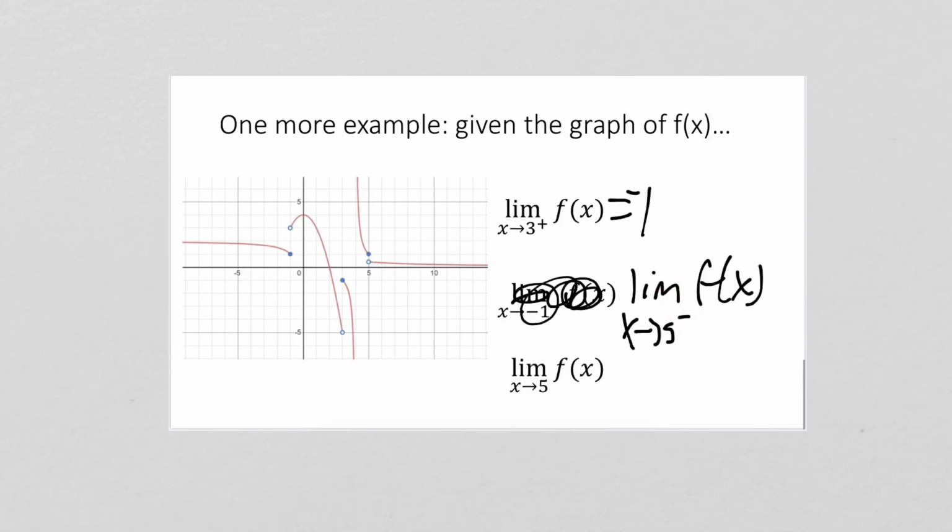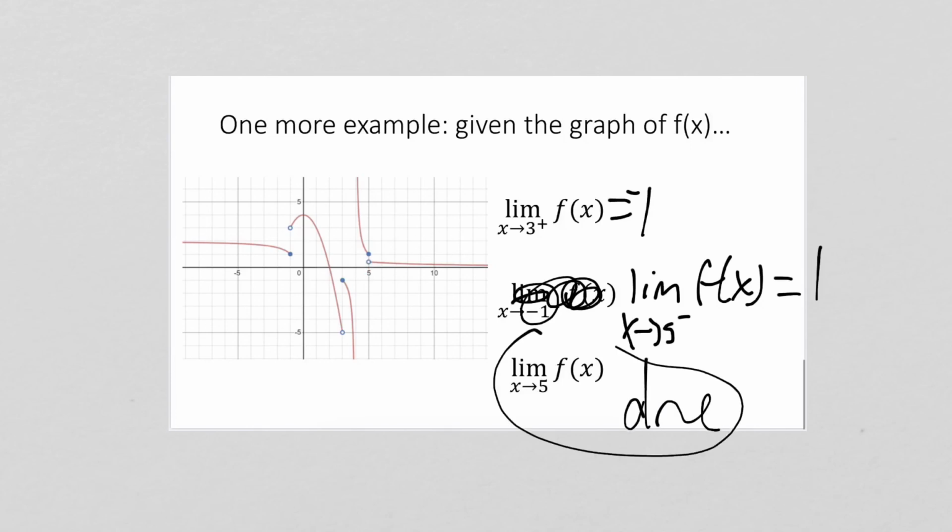5 from the left, so here's x equals 5. We're going to approach from the left, and that seems to be equal to positive 1, because we're approaching positive 1. But then if we do the limit as x approaches 5 from both sides, which is what this is asking, from the left and from the right, we're approaching different things, so that's going to be does not exist. So that's it, and now you have a little bit of extra practice to work on through Desmos.